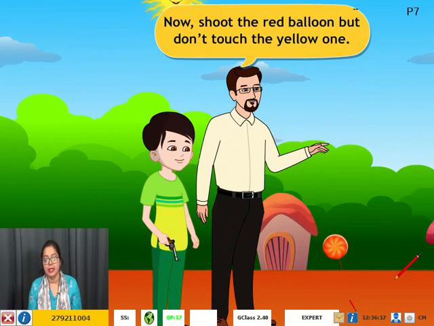Now another sentence you see. Now shoot the red balloon, but don't touch the yellow one. So see here in this sentence, the conjunctions or the connectors is changed. Previously what were they using? Previously we were using and. That means both the red as well as the yellow balloon should be shot.